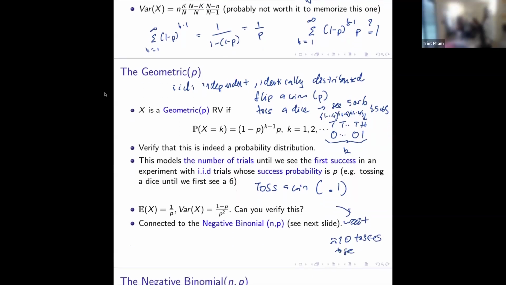Correct? Where would they get the 10 from? The 10 is from 1 over 0.1. So there you go. If you keep repeating trials whose success probability is p, on average, you will need to do 1 over p trials before you see a success. That's what the geometric distribution tells you. Okay.